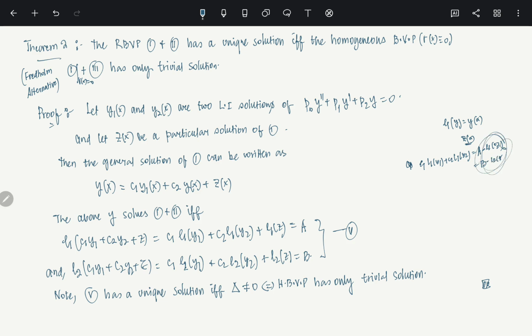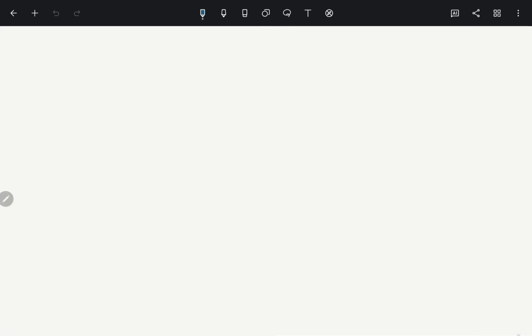So for the non-homogeneous problem, when does this equation have a unique solution? If and only if delta is non-zero. And from the earlier result, delta not equal to 0 if and only if the homogeneous boundary value problem has only the trivial solution. So basically what we have proved is an if and only if condition: if the inhomogeneous boundary value problem has a unique solution, the homogeneous problem has only the trivial solution. If the homogeneous problem only has the trivial solution, then the inhomogeneous problem has a unique solution. Now let's look at an example.